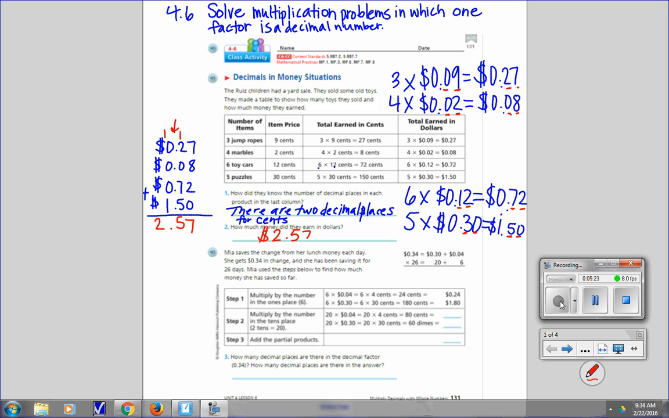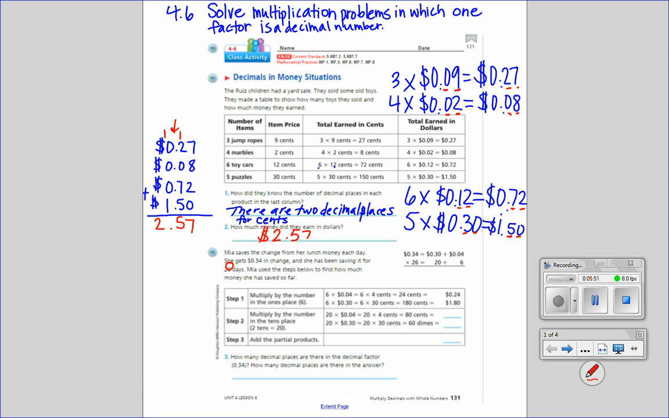Mia saves change from her lunch money each day. She gets 34 cents in change, and she has been saving it for 26 days. So, Mia used the steps below to find how much money she has saved so far. Step one is she multiplied by the number in the ones place. So the ones place is which number? 6, right? So she did 6 times 4 cents, because she saved 4 cents for 26 days, yes? If she takes apart 34, because that's a number she can easily multiply, I would write out these steps in your notes.